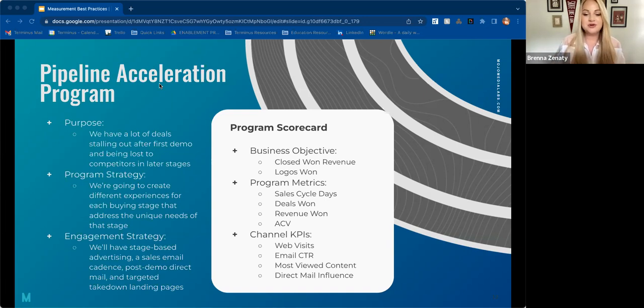And then after this program is run, we'll also need to measure and look at deal velocity, or the average deal cycle length for these opportunities, and whether we're shortening that. We're also going to be looking at how many overall deals we're closing, as well as the actual revenue dollars that were won, and then also ACV, or average contract value, for these deals, and whether we're seeing that number go up, with larger deals in accounts that we're running these ABM programs to.